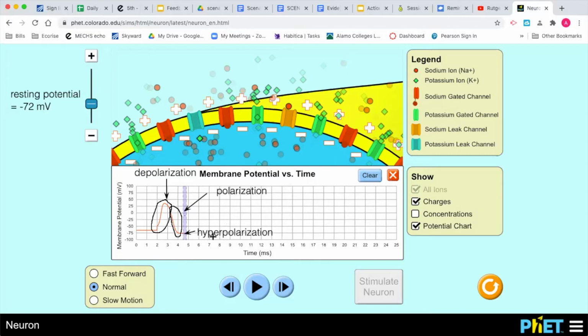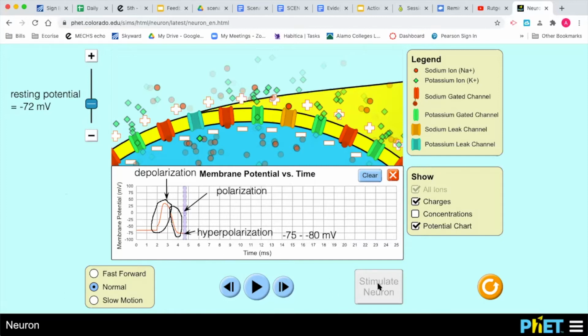Right. And so hyperpolarization, that's going to put us in the neighborhood of negative 75 to negative 80 millivolts. Does that happen every time? Yes. All right. We good so far?